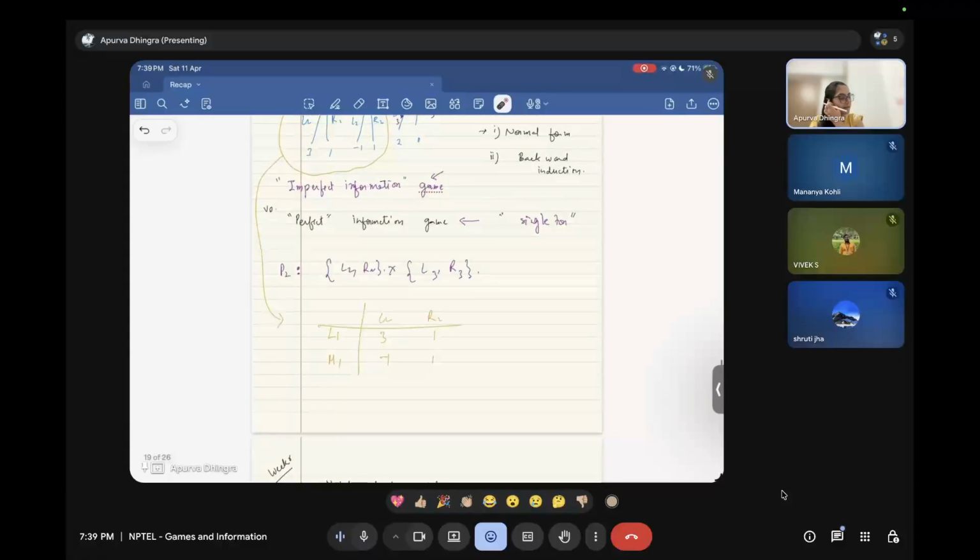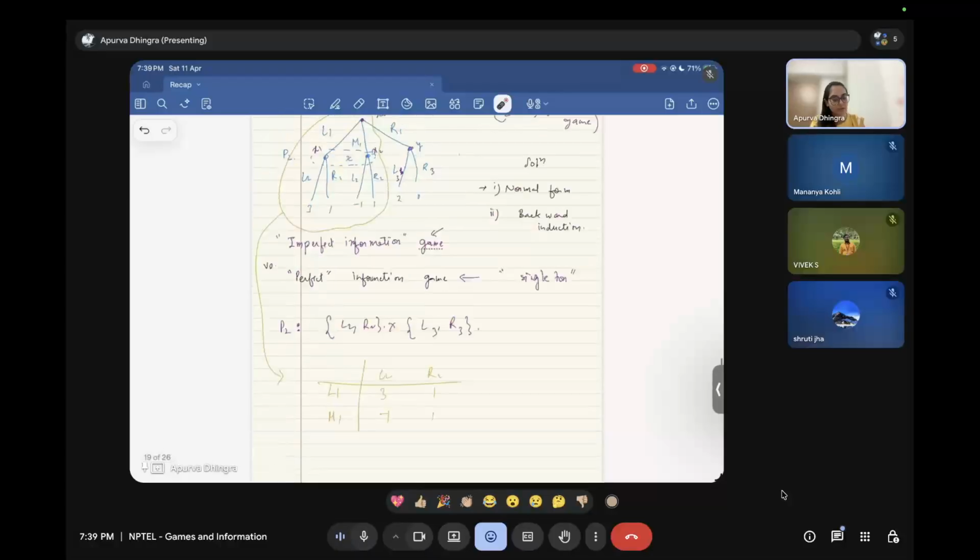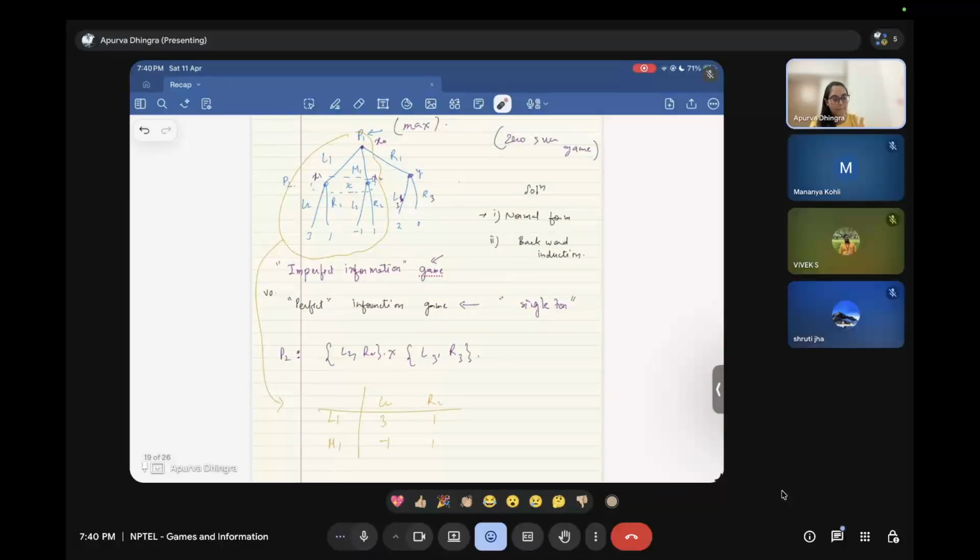And same idea as before, whatever we would get as equilibria in backward induction, that would already exist in normal form, and here there might be more.